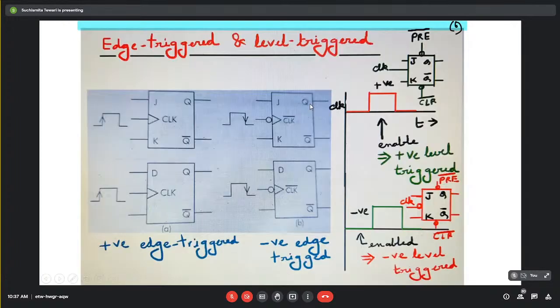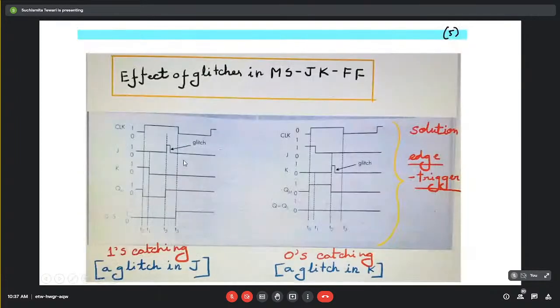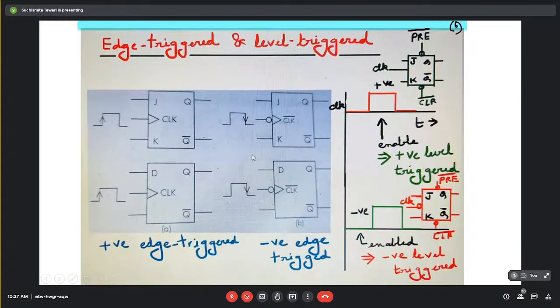Even after using the master slave scheme, this 1 catching and 0 catching prevails. So we need to introduce some other scheme that actually ensures that even during the enabling period, if the input signal fluctuates, it won't affect the output. There, we introduce a term which is called edge triggered.